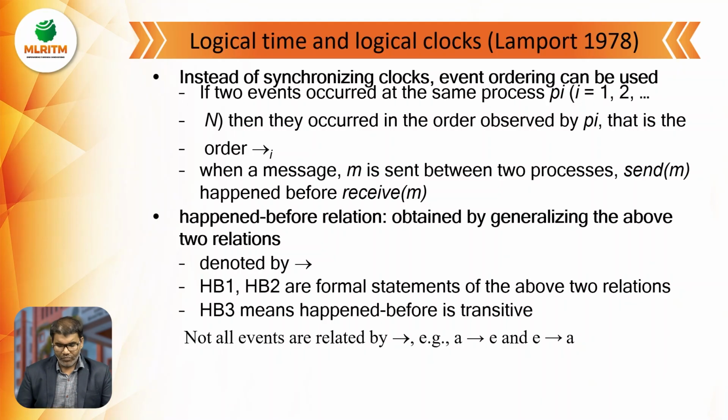Next is the happened-before relation. The previous one was the ordering instead of synchronization. The happened-before relation is obtained by the generalization of the above two relations, and it is denoted by an arrow, like this arrow.